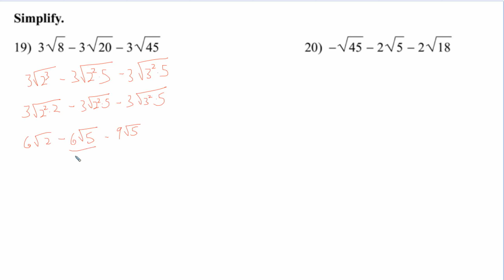And now only these two are like radicals because they're both root 5s. So we still have a 6 root 2. Can't add that with anything or combine it with anything. And then negative 6 and negative 9 is negative 15. And we still keep the root 5. When adding or subtracting, you don't change the value of the root.